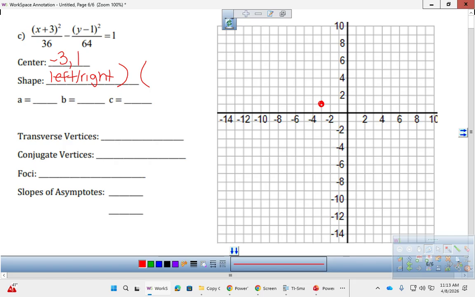This whole section is not going to be on your quiz. It's just because these are new notes, so I'm trying to help you get there. Really, this is the part you need to know. So if you skip that, it's fine. But because X is first, it's opening left and right. All right, so transverse comes first. What comes first is the x direction. The radius in the x direction is the square root of 36, meaning 6. So I'm going to go 6 out. 1, 2, 3, 4, 5, 6. So this is 3, 1.